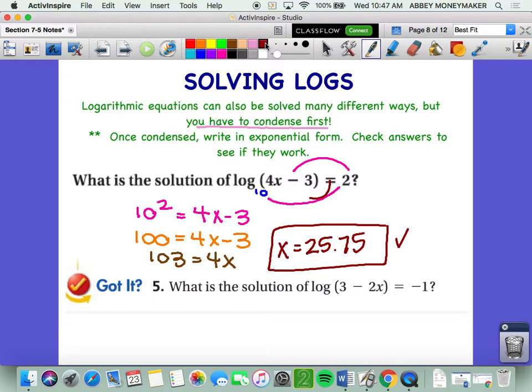Y'all want to try this one on your own? What's the first thing you notice? Log 10. Good, Zach. Log base 10. Uh-oh. The exponent is negative. What's wrong?